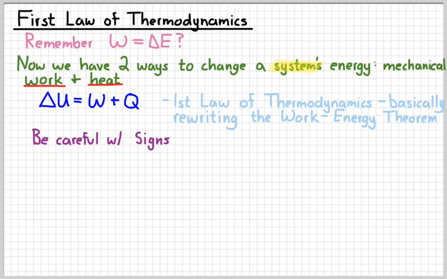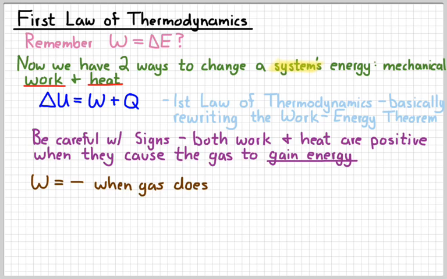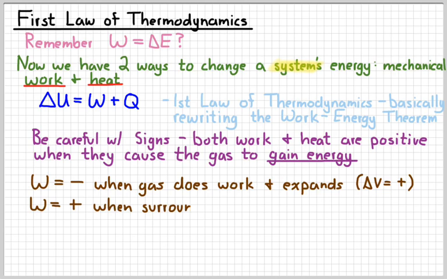Now be careful with the signs, it's easy to get confused. The big idea is that both work and heat are positive when they cause our gas to gain energy. So positive means that the gas, our system, has gained energy. If we understand that, it should be easy to keep these signs straight. Work done is negative when the gas does work on its surroundings and expands, like we talked about last week. Work is positive when the surroundings do work on the gas. That means delta V is negative and the gas is being compressed.